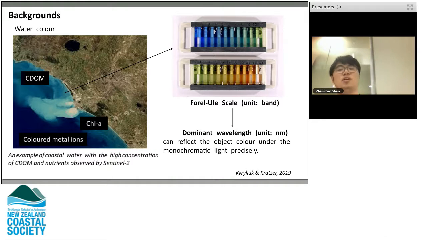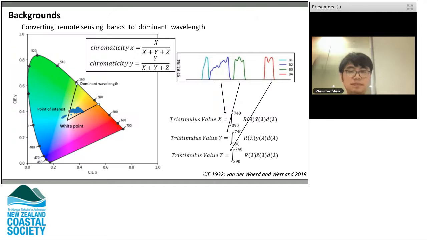According to our previous research, we know that water color is correlated to CDOM, chlorophyll A, and other colored metal ions. In order to measure the water color, we normally use the Forel-Ule scale, which can reflect water color with different bands. But actually, it's only valid for the small scale. So in the large scale, we have to introduce the dominant wavelength, which can be derived from satellites. The dominant wavelength can reflect the optical color under the chromatic light very precisely.